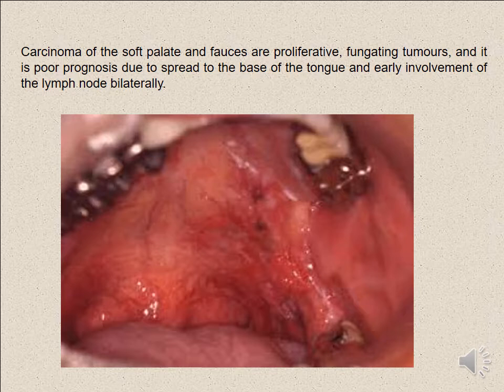The carcinoma of the soft palate and fauces is a proliferative, fungating tumor, and its prognosis is poor due to spread to the base of the tongue and early involvement of the lymph nodes bilaterally. However, the soft palate is not visible to the patient, so it has a bad prognosis due to the spread of the tumor to the lymph nodes bilaterally and to the deep lymph nodes, and it is a big metastasis and leads to death.